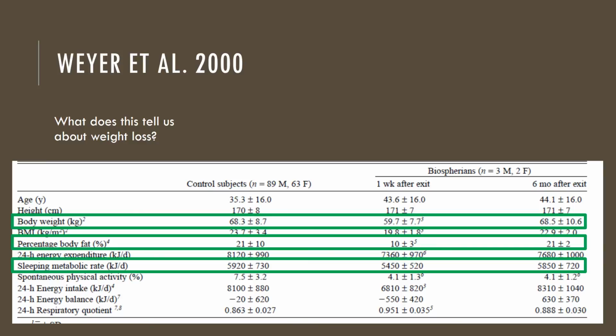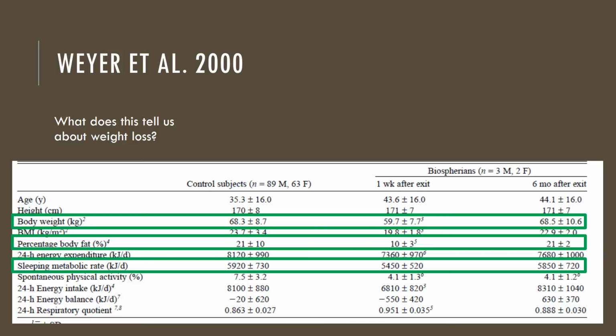And so you can see the body weight of the controls, 68 kilograms. A week after exit, the Biosphereans were down about 9 kilograms. That's close to 20 pounds. And then they regained that weight 6 months after they left. So they came out of the Biosphere, they were exposed to normal food supply, and they regained the weight.